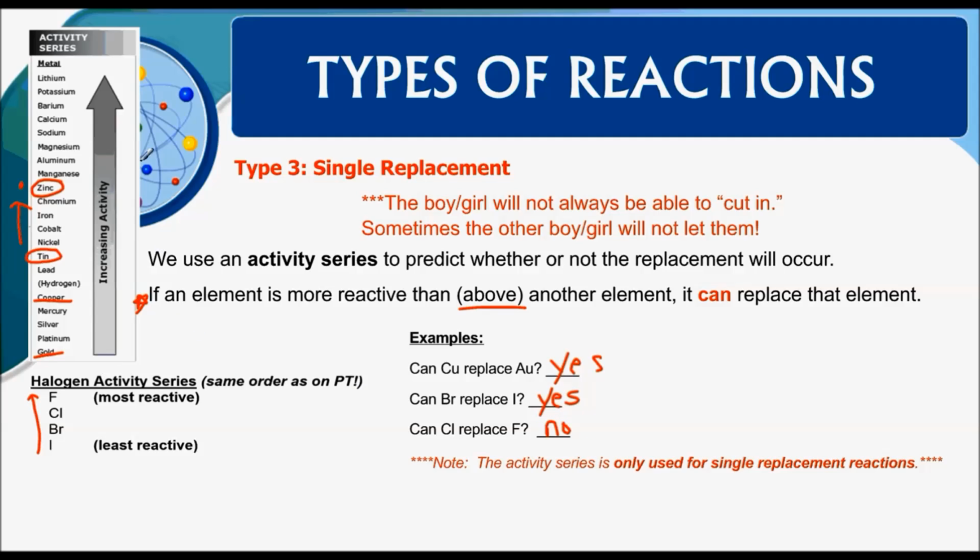So realize I'm going to give you the activity series for metals. You do not have to memorize these, but for halogens, you do have to realize it's the same as the order on your periodic table. The ones at the bottom are least reactive, the ones on top are the most reactive. It says, note, the activity series is only used for single replacement reactions only.